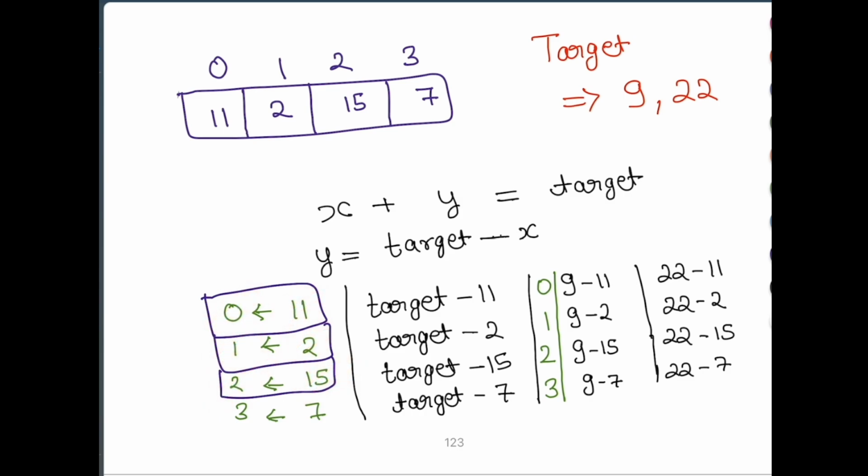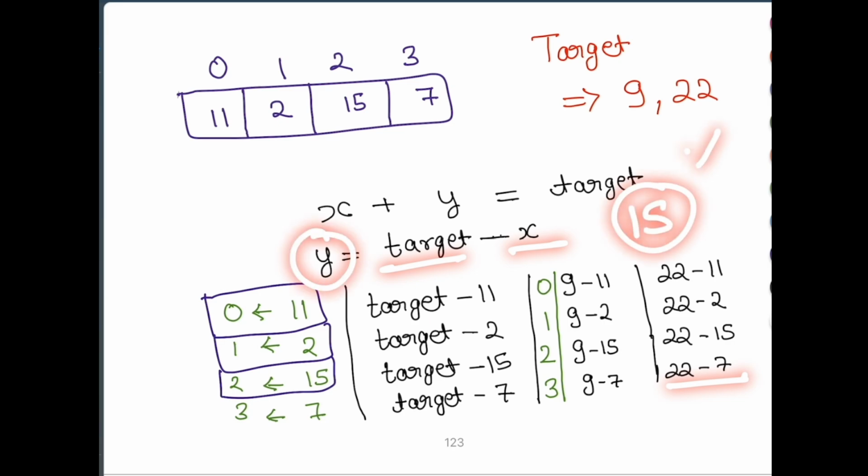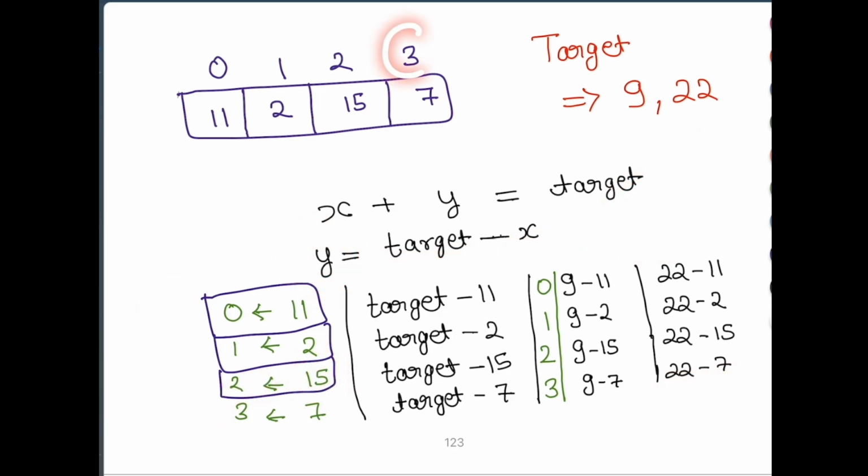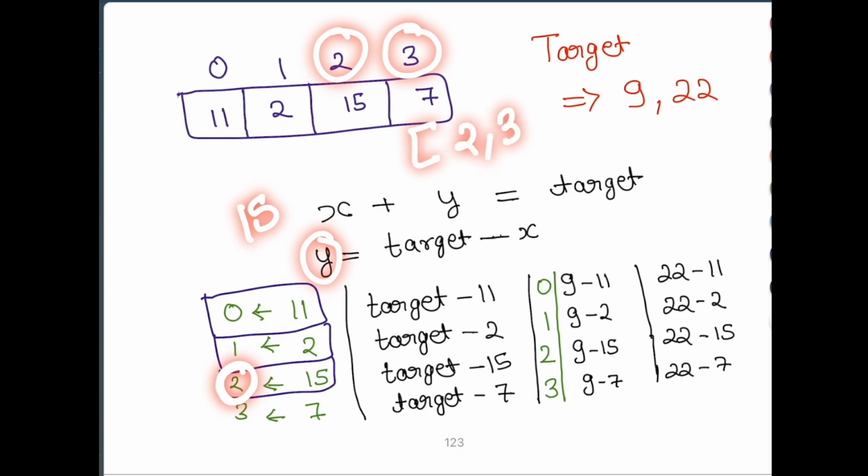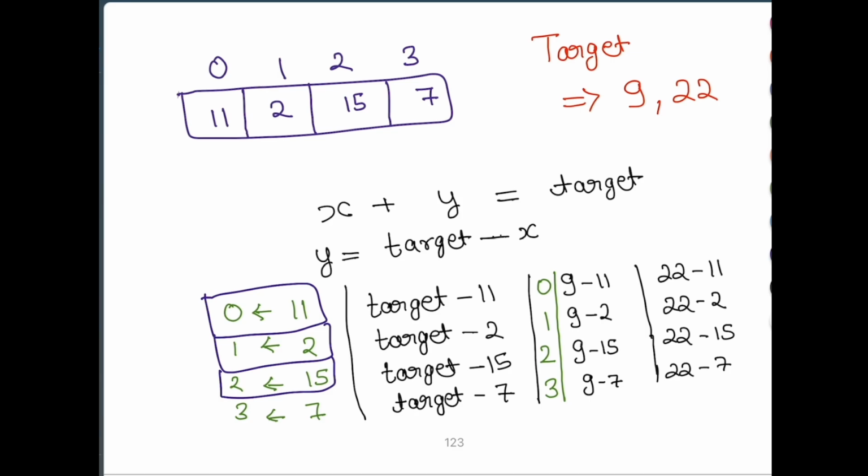Now what about the next element? It is 7, right? The 7 says target minus x, 22 minus 7, which is 15. So y is 15. I need an element 15 in my data. I do have it, right? The 15 is at index number 2. At this point, I am at index number 3. The element which I need, that is 15, is at index number 2, which is coming from the dictionary data. So I can directly say 2, 3 is my output when the target is 22. And that's it. This is the complete process for this particular logic.